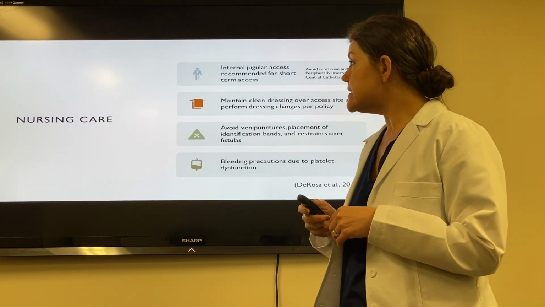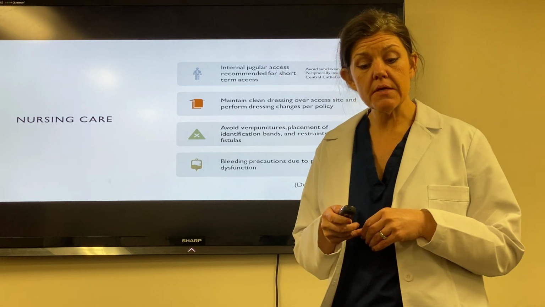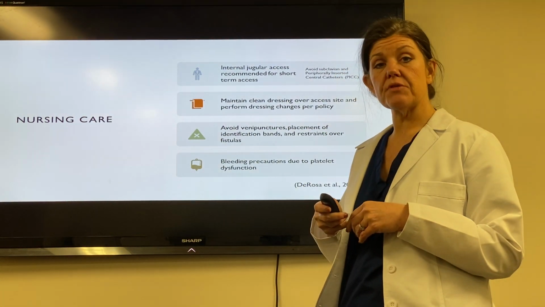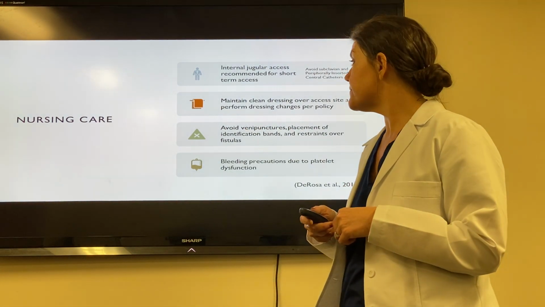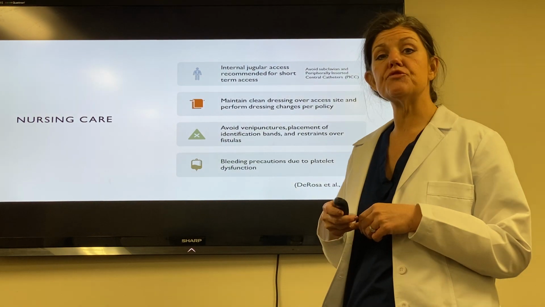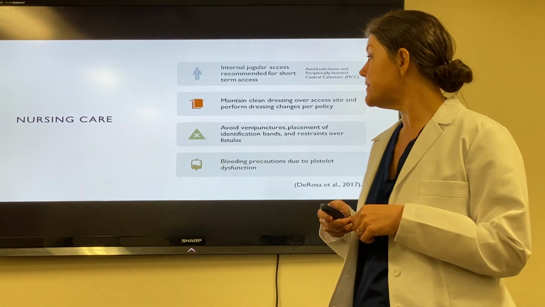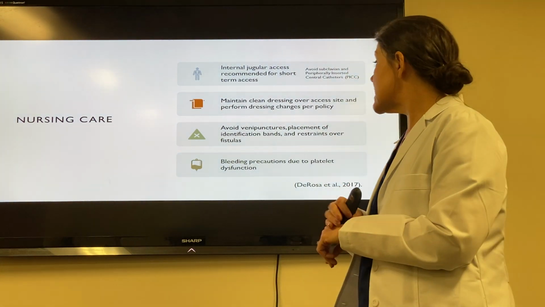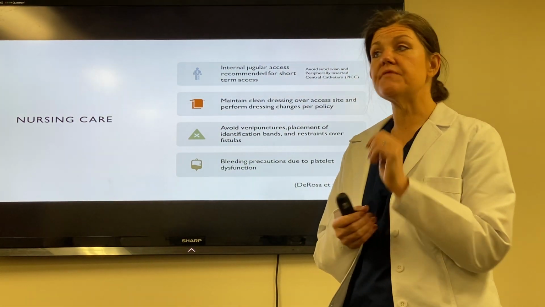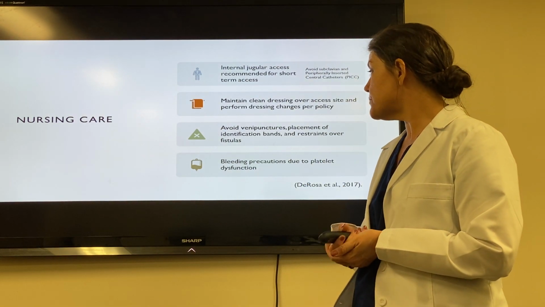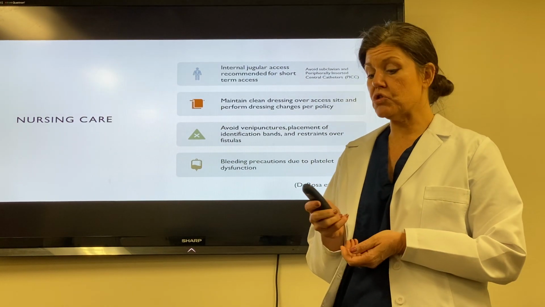Internal jugular access is recommended for short term. We also need to avoid subclavian and peripherally inserted central catheters for these folks. We need to maintain a clean dressing over the access site and perform our dressing changes as per our policy. And avoid venipunctures or placement of ID bands and restraints over patients' fistulas. We also want to monitor for bleeding precautions due to their platelet dysfunction.